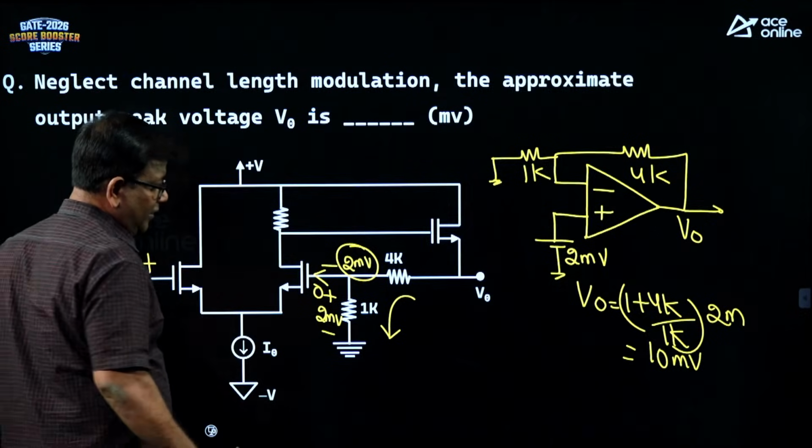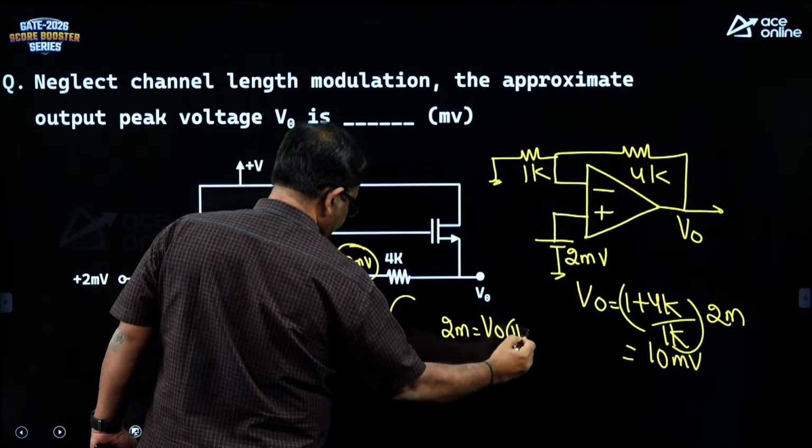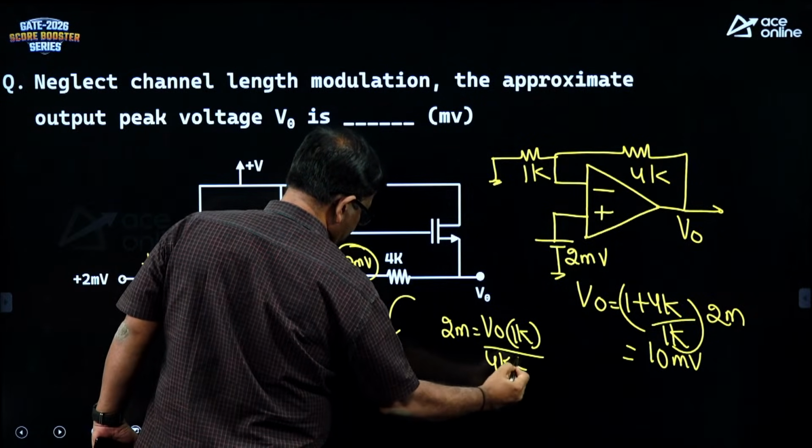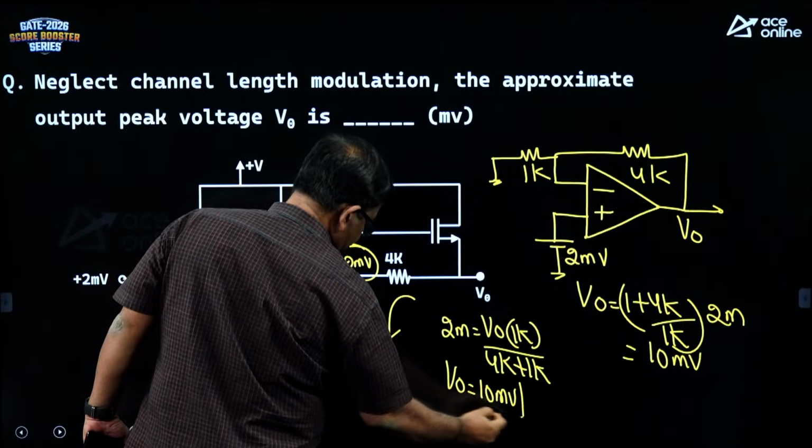So, you can do like that, or you can apply voltage division. 2 milli equal to V naught into 1K by 4K plus 1K. So, your V naught is 10 millivolts. That is the solution.